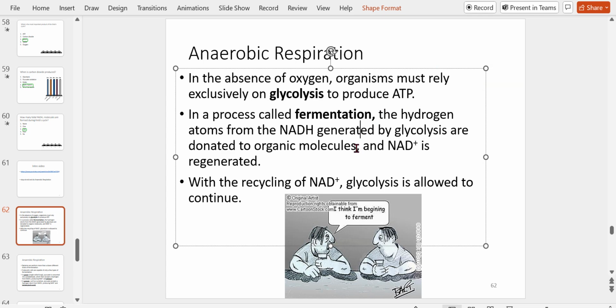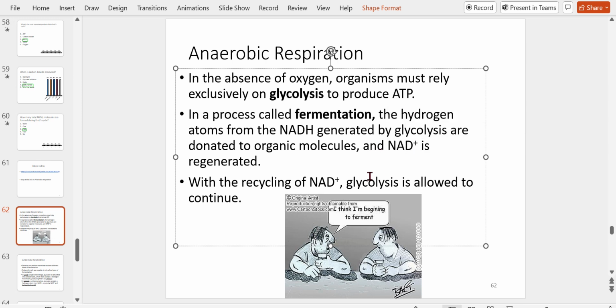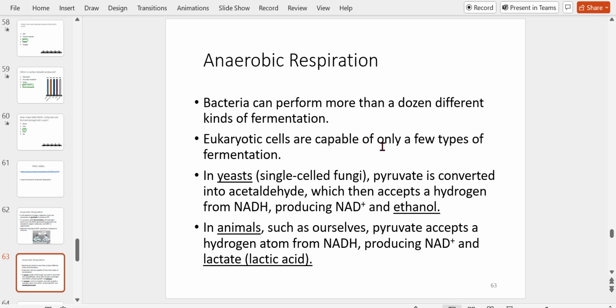In a process called fermentation, the hydrogen atoms from the NADH generated by glycolysis are donated to organic molecules, and NAD+ is regenerated. So in glycolysis, the H is generated and donated to an organic molecule, leaving this guy ready to accept another proton. With the recycling of this NAD molecule, glycolysis is allowed to continue, and it just continues and continues. That's your fermentation process.